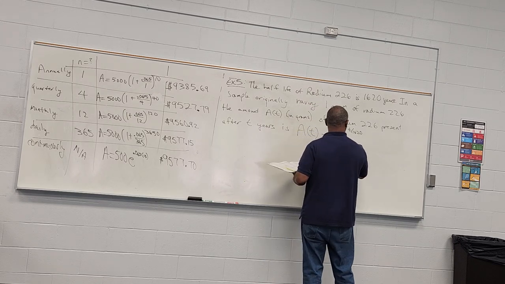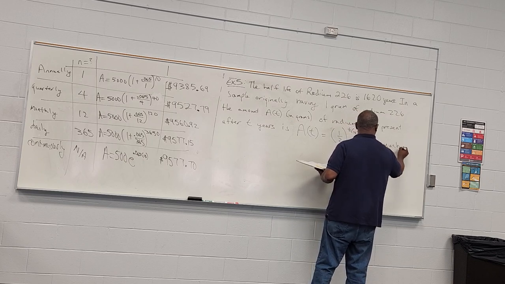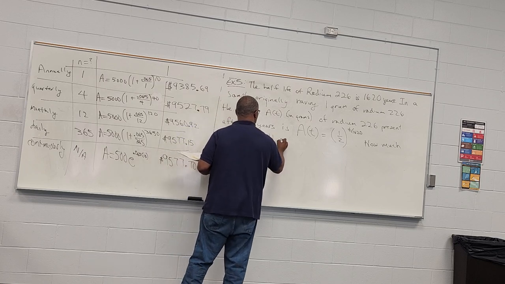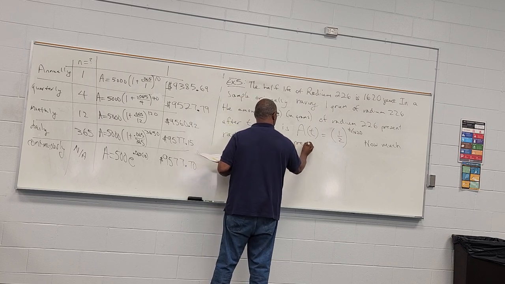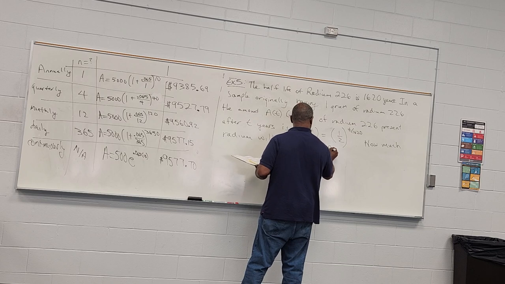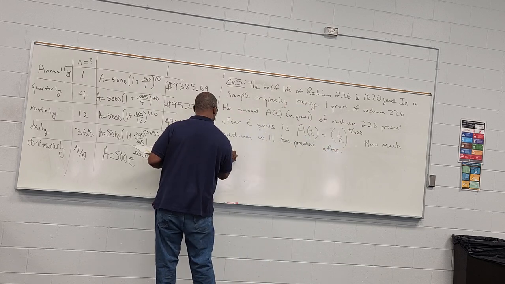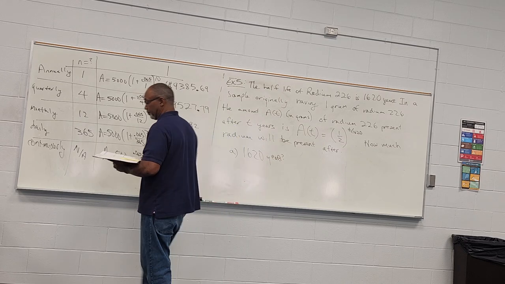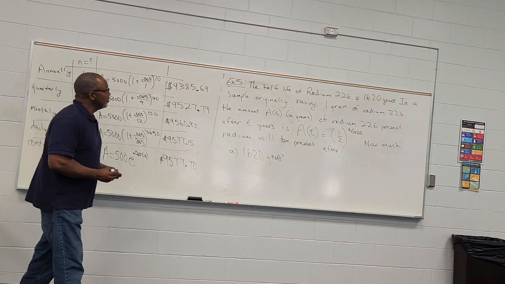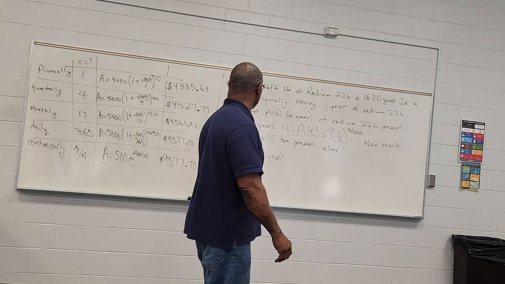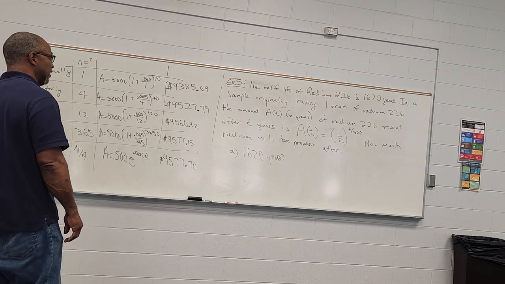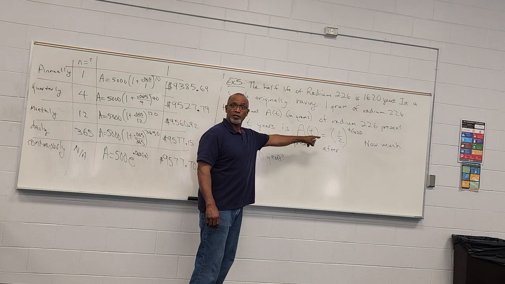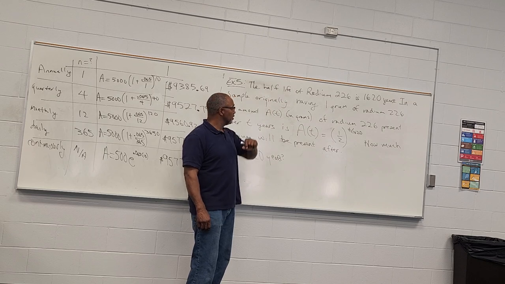Okay, how much radium will be present after 1620 years? So the half-life of radium 226 is 1620 years, and for a sample originally having 1 gram of radium 226, the amount A of T in grams present after T years is given by that formula. And that's clearly an exponential function. All right, I've got a base, 1/2, to a power, T over 1620.